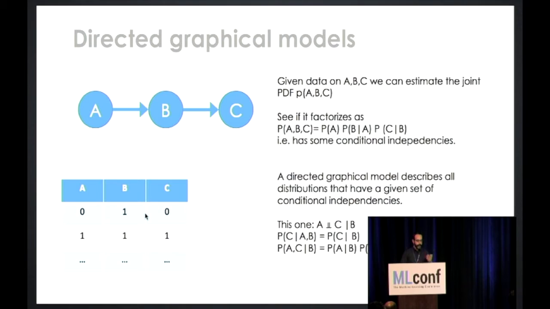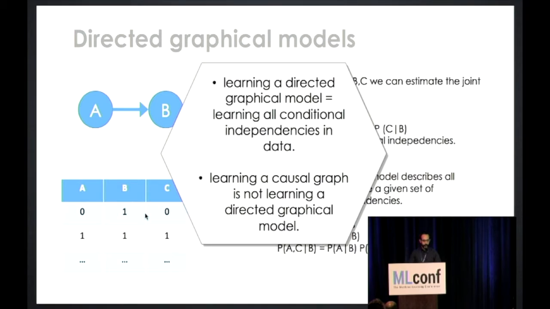And when we say a directed graphical model, we mean basically a set of distributions, all the distributions that factorize according to this graph. So we just mean all the distributions in the world that have these independencies. Given data, there's an algorithm called the PC algorithm, and we can find all conditional independencies from observational data under some reasonable assumptions. Great. So learning a directed graphical model, which is a problem that has been studied a lot, is learning all conditional independencies, but that's not learning causality. But as I said, it's the first step to learning causality.